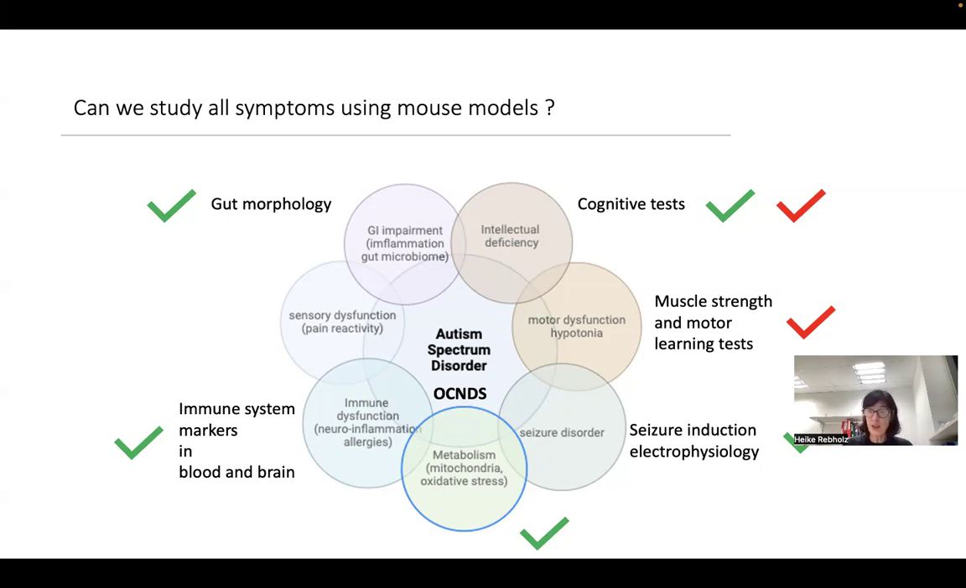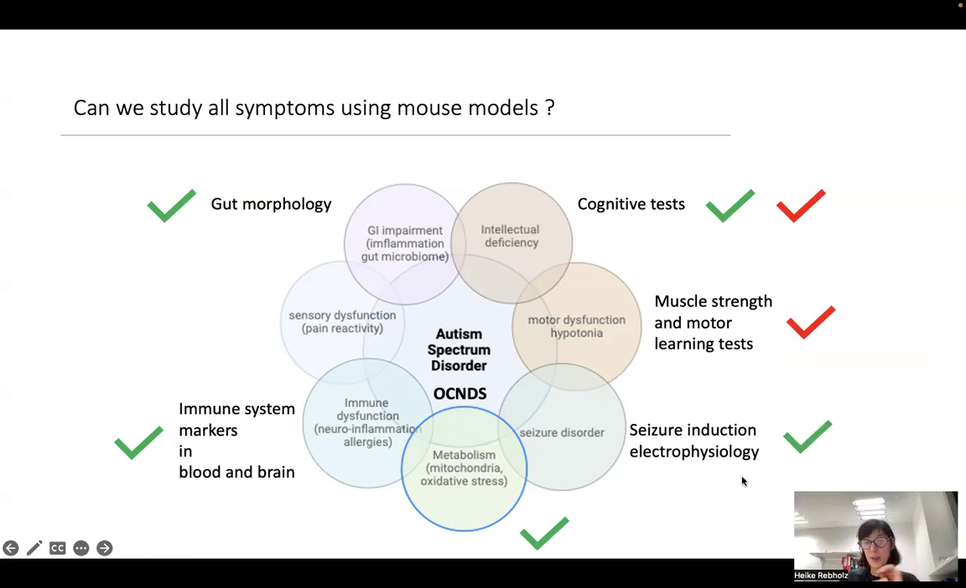So we can also study, in the mouse models, gut morphology, because there's not so much difference in the digestive system between us and a mouse model. So this is possible to study as well using the different mouse models. We also know that the immune system is affected in many neurodevelopmental disorders, and in some of the OCNDS children. So again, we can study that in the mouse models.